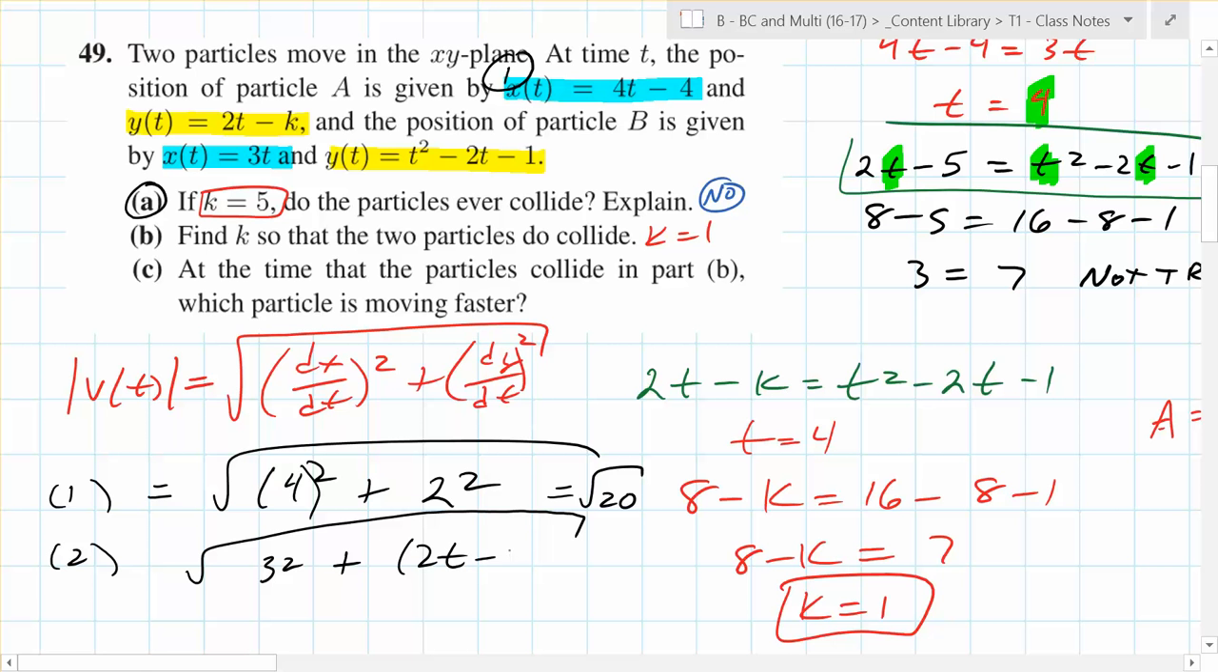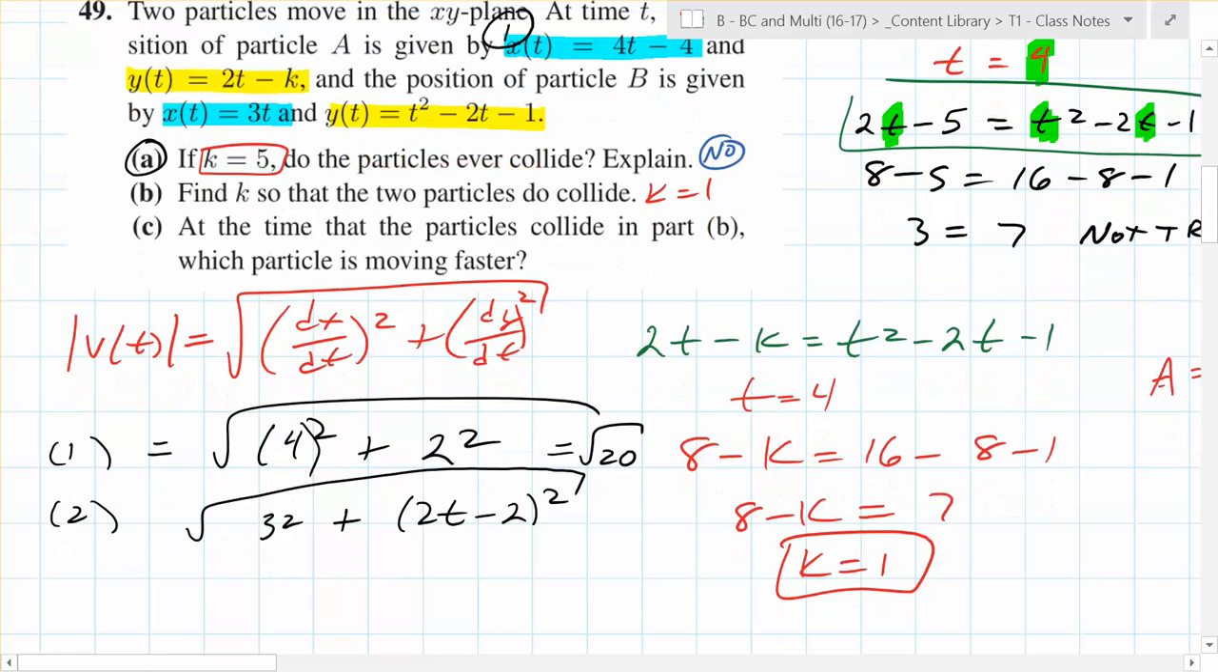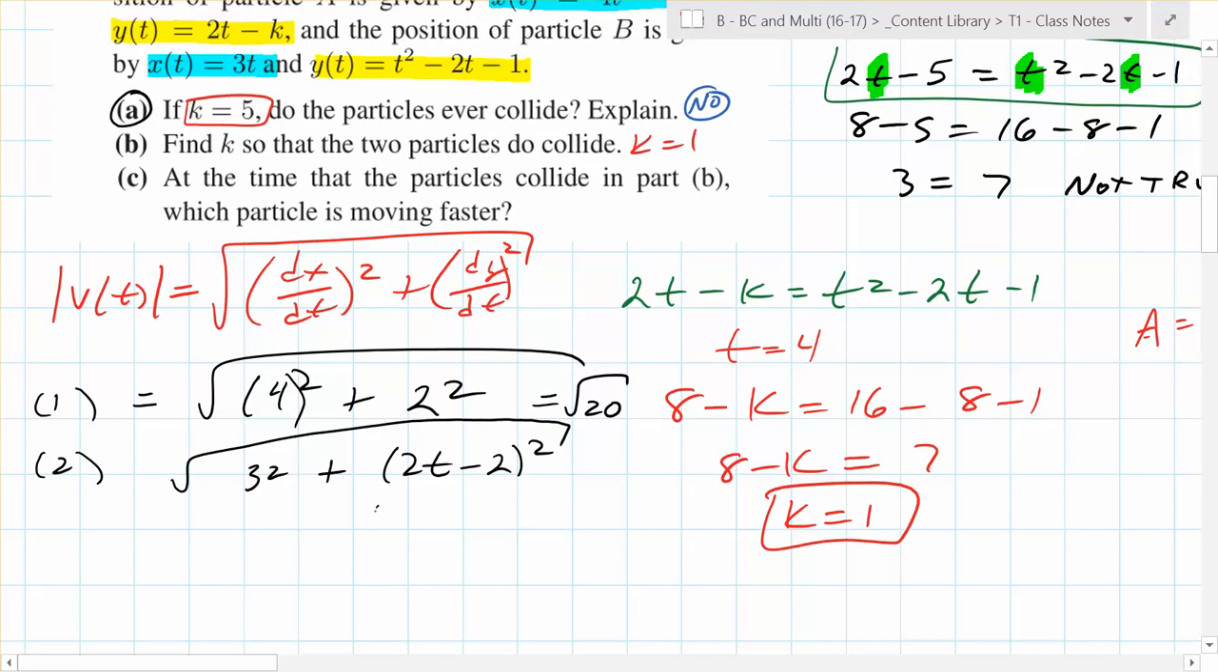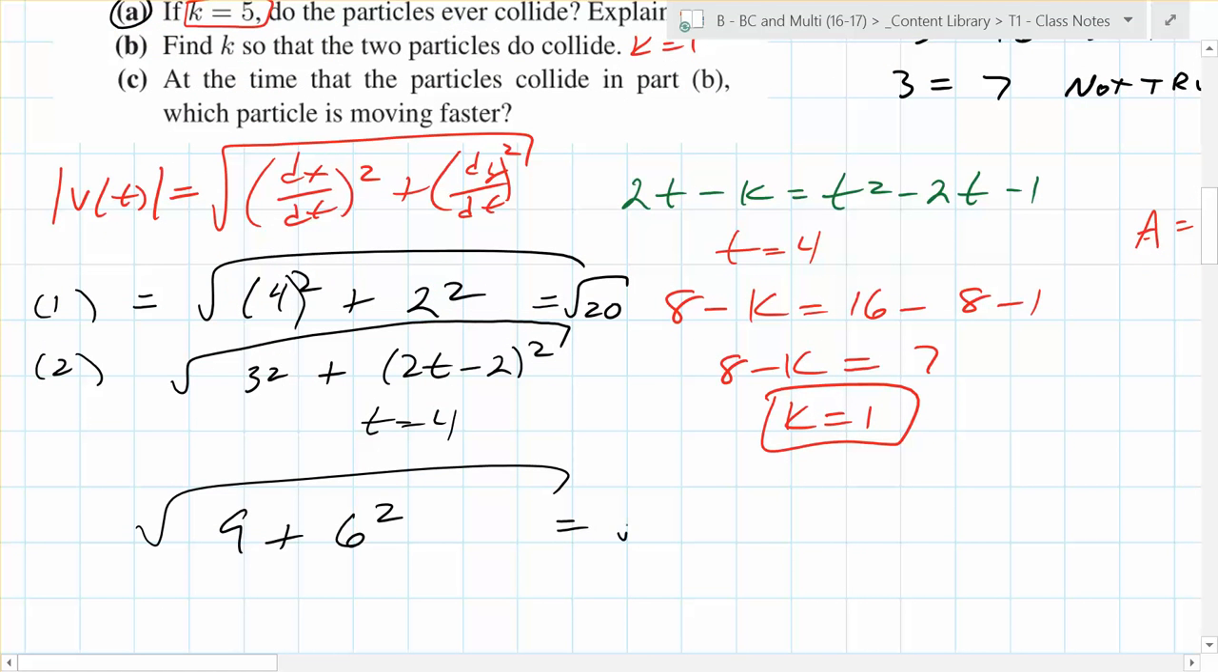2t minus 2 squared? But it's going to be at time equals what? Time equals 4. So it's going to be the square root of 9 plus 6 squared, right? So it's 36. So what is it? Square root of 45.